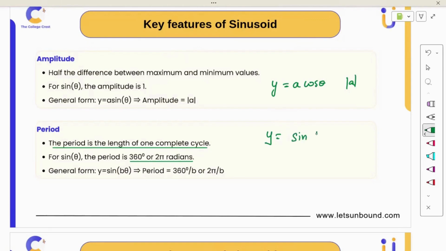Y equal to sine b theta, right? So that b will decide the period. The period is the original period divided by the coefficient, whatever multiplier you applied inside. So whether it is in degrees or radians, the period is 2 pi by b. This is an important one. And this is amplitude and period. I hope this is clear.